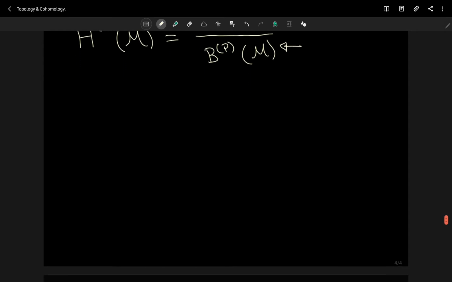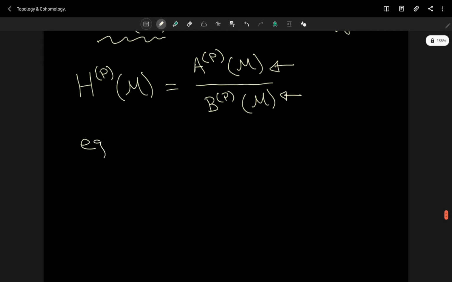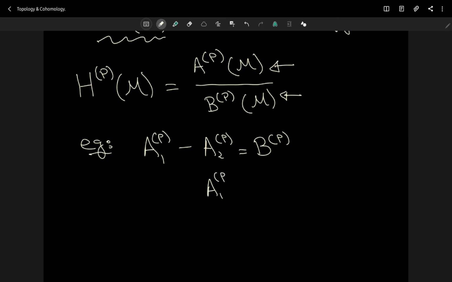So let me just give you an example. Say you have A 1 P minus A 2 P. So you have two closed P forms, and the difference of that is equal to an exact form. Then we say that A1 of P is equivalent or equal to A2 of P.